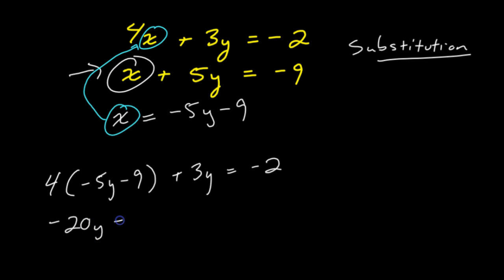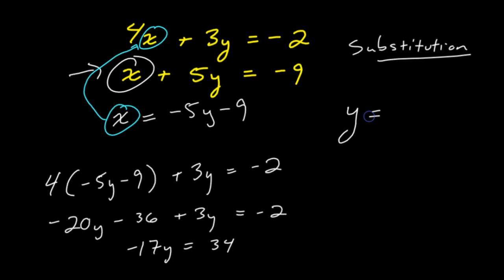Distribute the -4, we get -20y minus 36, plus 3y equals -2. Combining like terms, bring 36 over. We get negative 17y equals, add 36 on both sides, positive 34. And if we divide by negative 17 on both sides, we end up getting y equals negative 2.